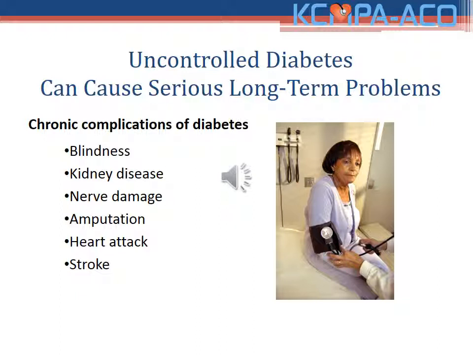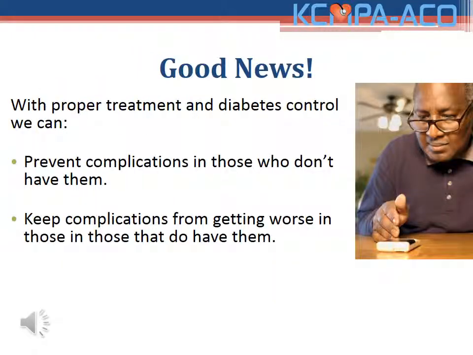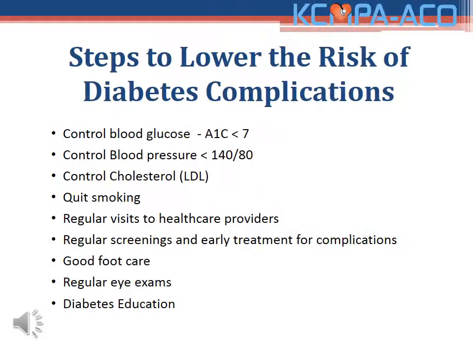Uncontrolled diabetes can lead to serious health problems like blindness, kidney disease, nerve damage, amputations, heart attacks, and stroke. The good news is that with proper treatment and diabetes control, we can prevent complications. In people who already have complications, we can often keep them from getting worse.